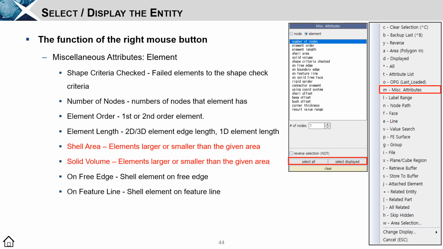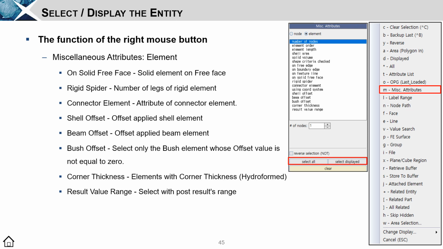This is the selection options related to the element. Element selection is possible based on the number of nodes, length of element, area, and solid volume. Element selection is possible not only based on the shape of the element, but also on the shape of the rigid element and the result value.